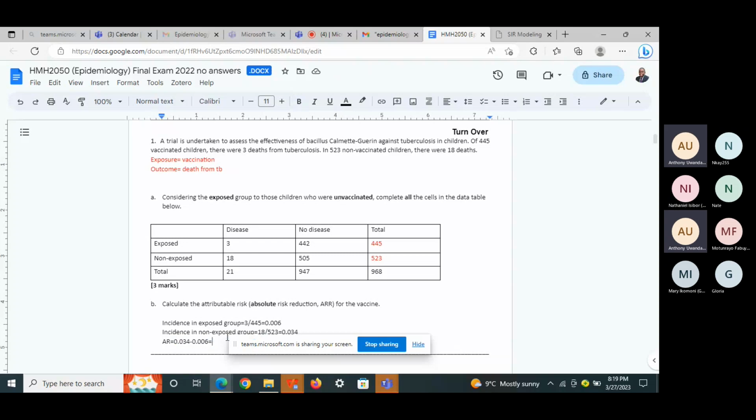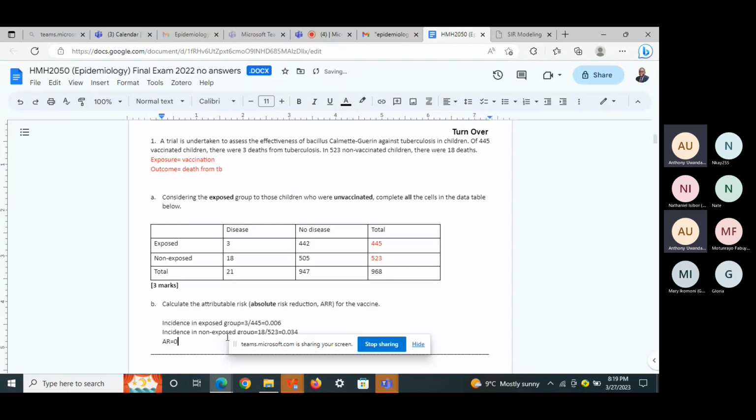34 minus 6 is what? Sorry, is it not supposed to be exposed minus non-exposed? Why are we doing non-exposed minus exposed?